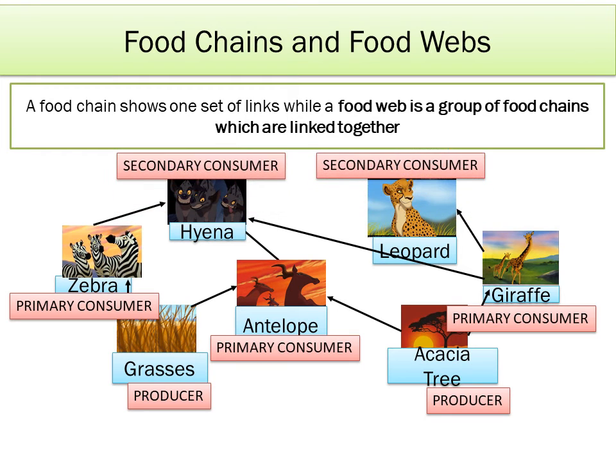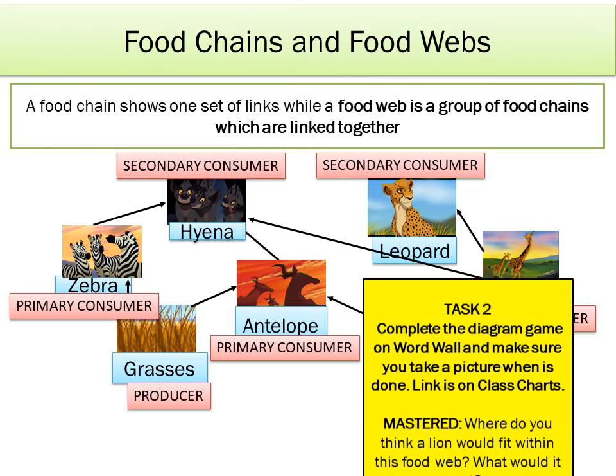The next one in the food web is a secondary consumer, and they are usually meat eaters, they're carnivores, eating the primary consumer. That's why they are called secondary consumers, because they are coming next. As examples, we've got hyenas, lions, leopards, and so on.